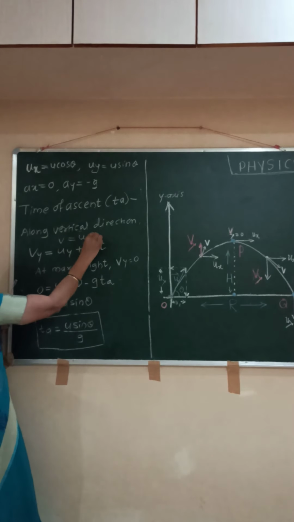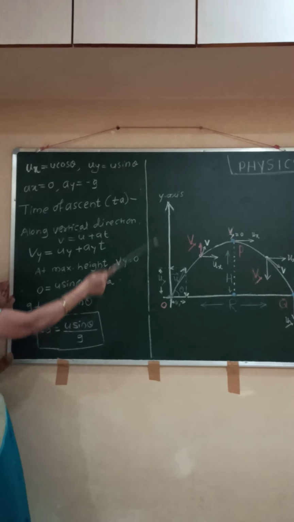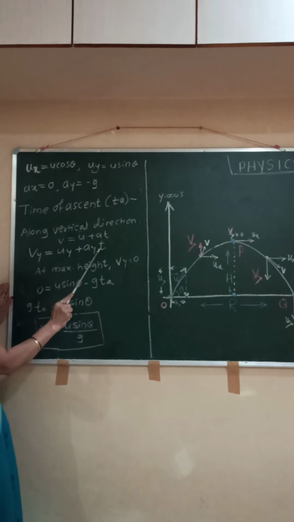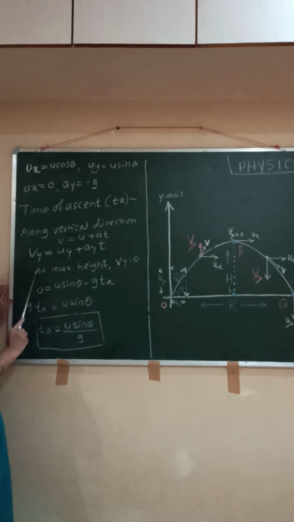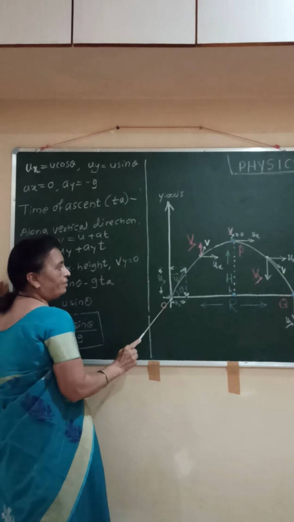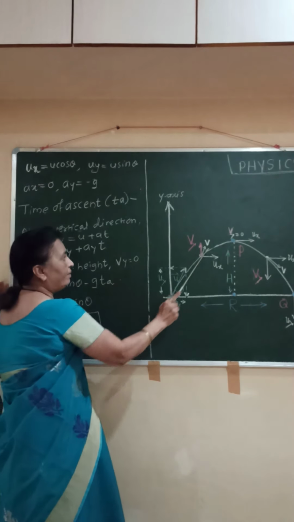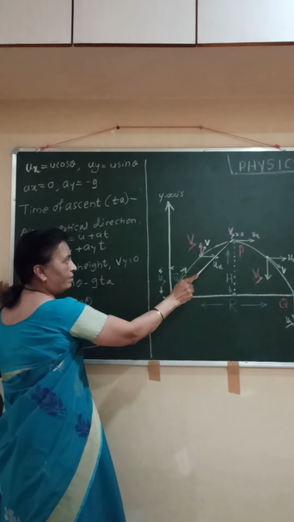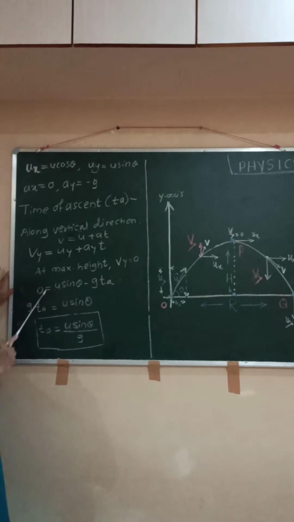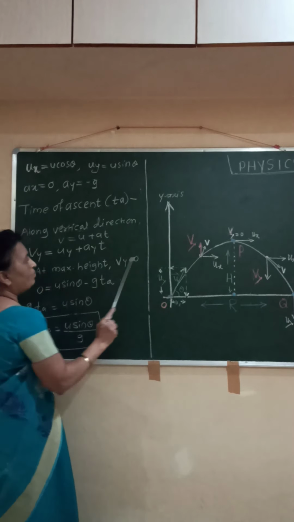This equation V = U + AT, we have to take along the vertical direction. So we write this as Vy = Uy + Ay × T. Now when the projectile reaches the maximum height, as we know, as it is moving in the upward direction, its velocity goes on decreasing, and when it reaches the peak point, the maximum height, its velocity becomes 0. So at the maximum height, we consider this velocity Vy to be 0.